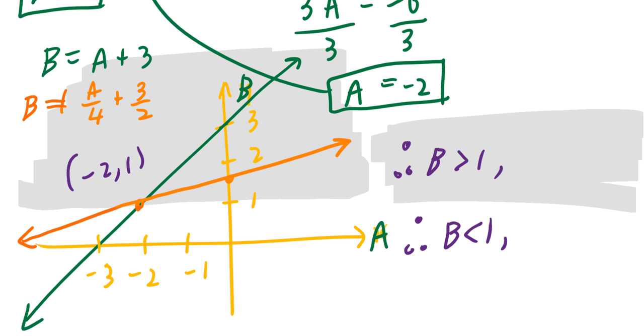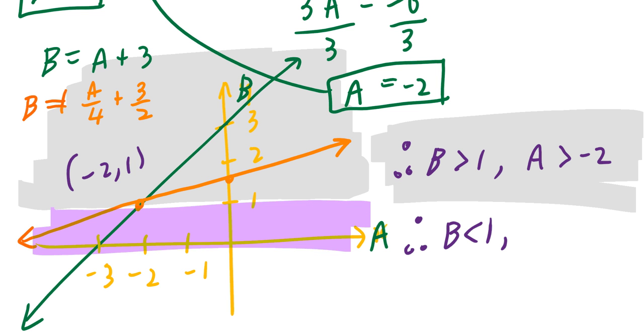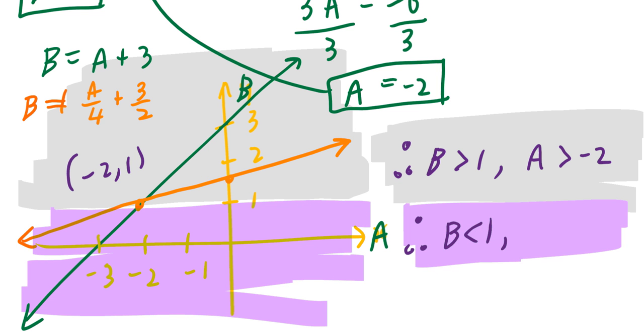Well, a has to be greater than negative 2. So again, when b is greater than 1, a has to be greater than negative 2. If you think about all the values, that's the area shaded in gray. If I look at the other area, which I'll highlight right there, when b is less than 1, then a must be less than negative 2. So again, those are the answers, and just be mindful there are infinitely many answers for a and b. I hope this makes sense.